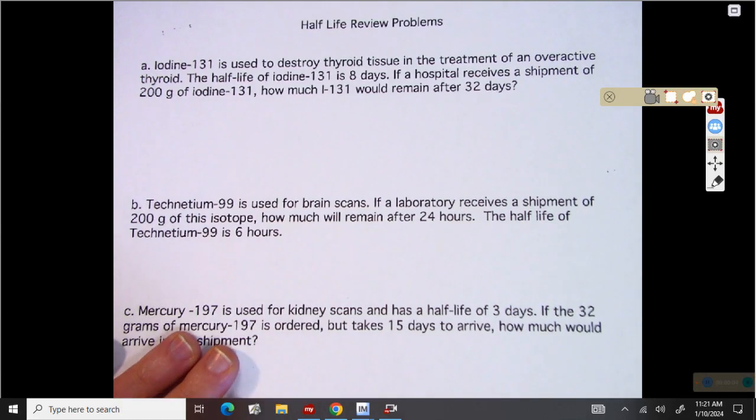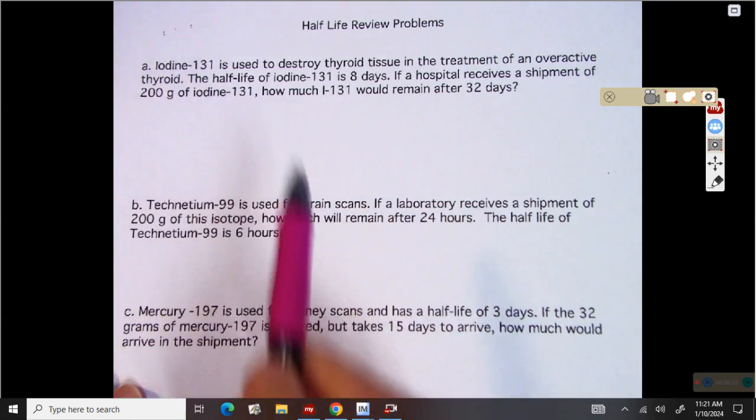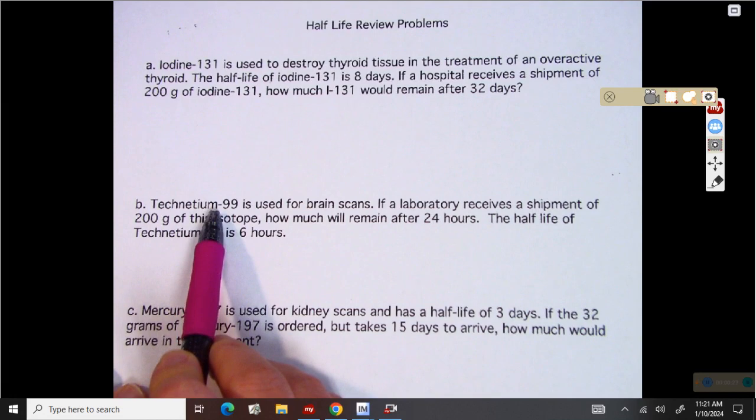So what we are going to be learning today is how to calculate half-life. Half-life is very important in many different areas of life, but every isotope that you find of an element has a half-life. There's an amount of time that it will take for half of that isotope to decay. Don't forget an isotope like iodine-131 or technetium-99.